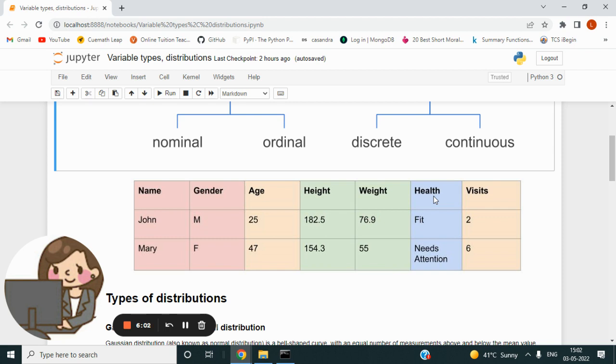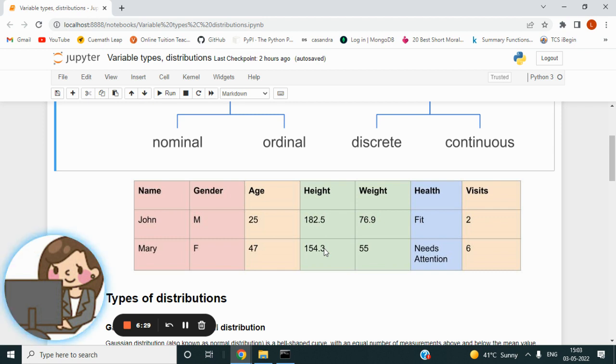Or if it's some feedback, if you have seen the feedbacks on Amazon sites, the ratings that are given in the range of 1 to 5, right? That is again an ordinal variable. Now visits, again, visits can have some integer value only. It cannot be 2.5 times he has visited. We cannot say that. So it is discrete integer values, and that's why it is a discrete variable.